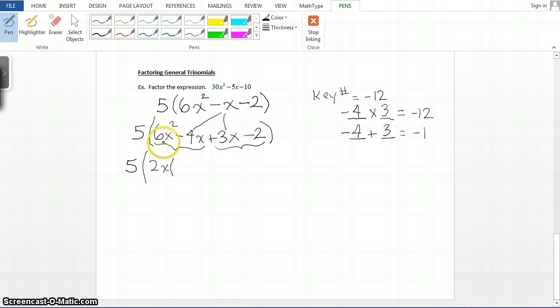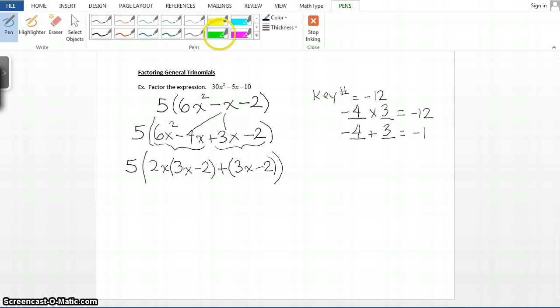If I pull 2x out of 6x squared, that leaves me with 3x. If I pull 2x out of negative 4x, that leaves me with a negative 2. Close your parentheses. All I did was factor out a greatest common factor between those first two terms. My middle sign is plus. If you look at these last two terms, there's absolutely nothing common that can pull out. So let's just put them in parentheses, the 3x minus 2, so we can see our grouping.